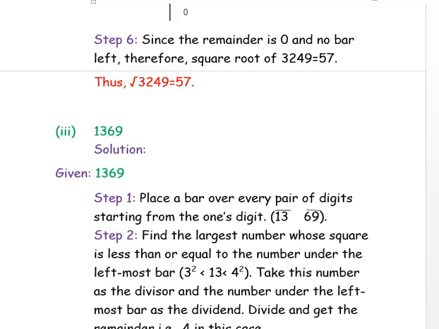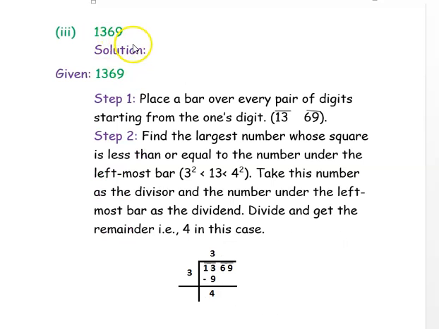The next number given is 1369. So we know that in the first step we have to place the bars. Okay, so I have started from the 1's digit and I have paired. So 9 and 6 I have placed a bar. Then 3 and 1 I have placed a bar. In the next step I am writing the same question in the form of a division method. So 1369 with the bars.